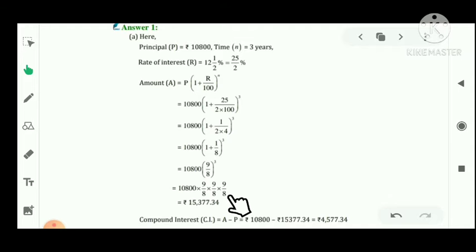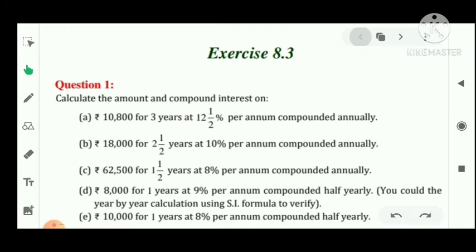After solving it, the amount's value is 15,377.34. Then students, you have to find out the compound interest, the formula is CI = A minus P. That means the amount's value 15,377.34 minus P's value 10,800, and after subtracting, its value will be 4,577.34.